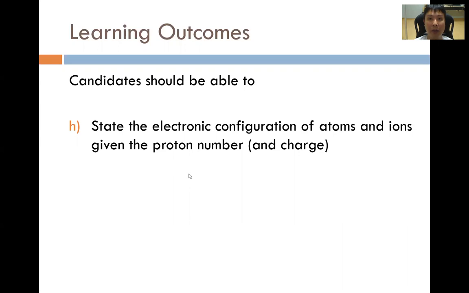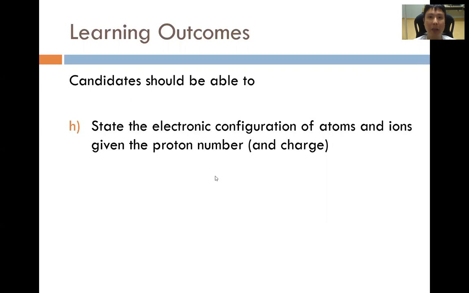So if all this looks very alien to you, fret not, because this is something that will be very new to you if it's the first time any one of you students is approaching this topic. So if you follow me closely for the next few minutes, you should be able to learn enough to be able to answer these learning outcomes.